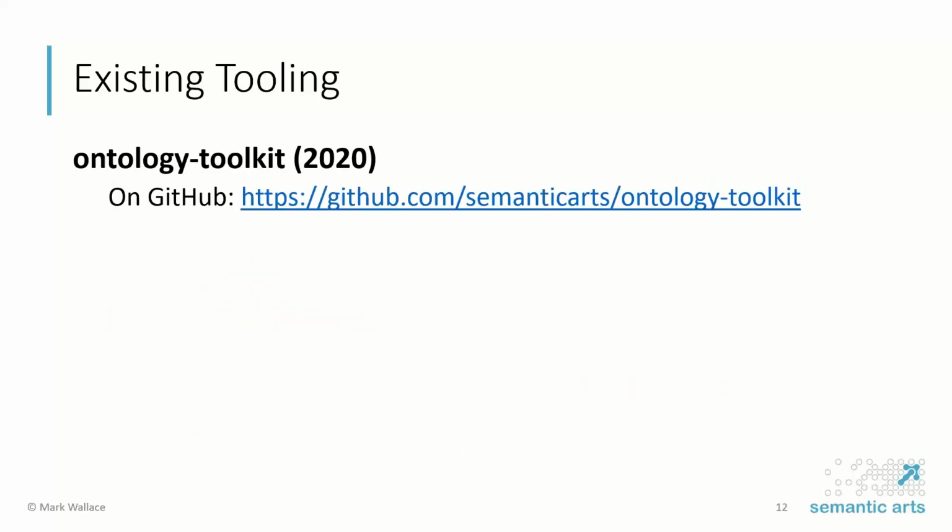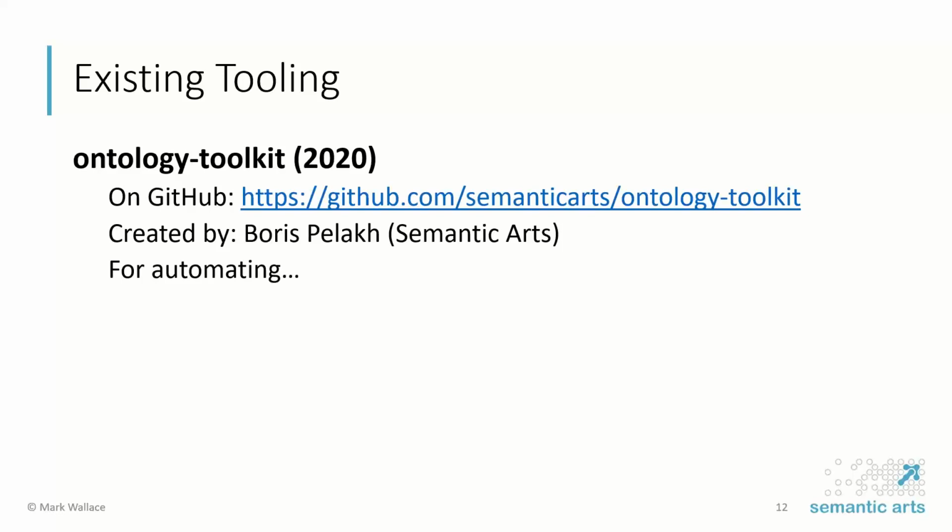Also, new since I presented this back in February, there's the Ontology Toolkit, which is available on GitHub. It was created by our own Boris Pelek, initially and mostly for internal use in packaging our ontologies, just for production or for distribution, I mean. But Boris decided, why not put it out there in the open source world, and if other people can use it, have at it.